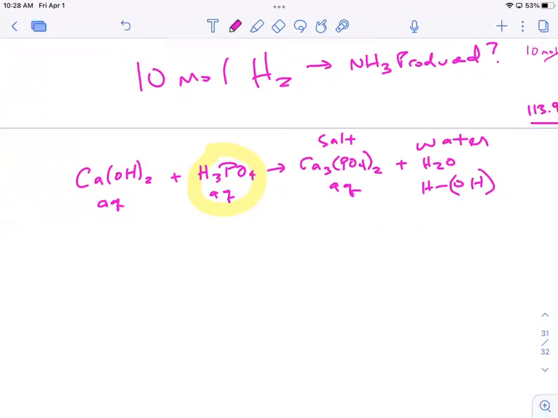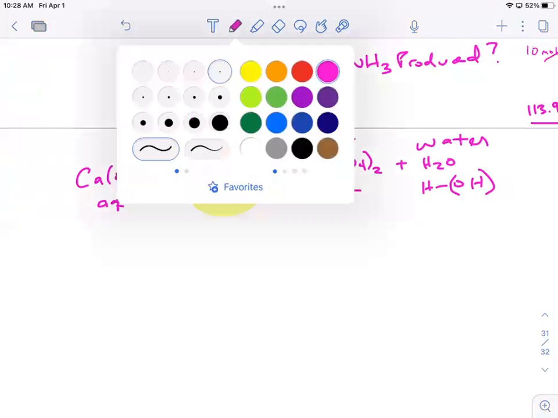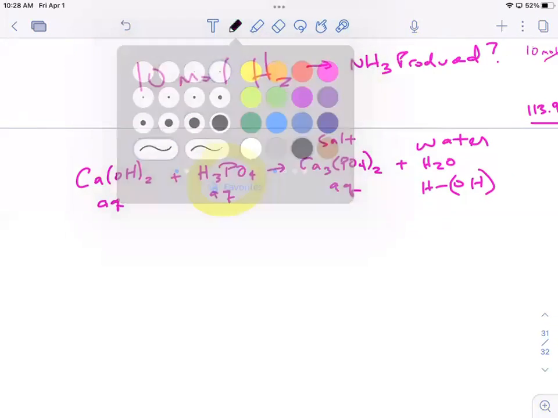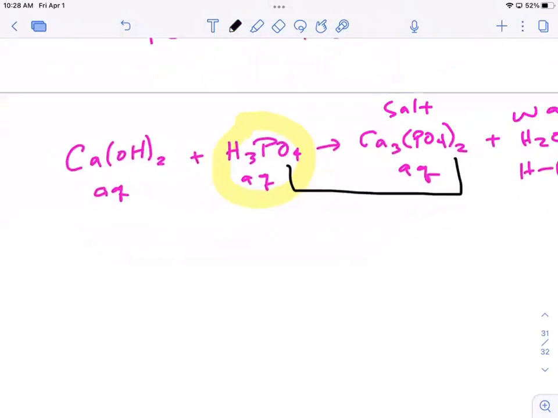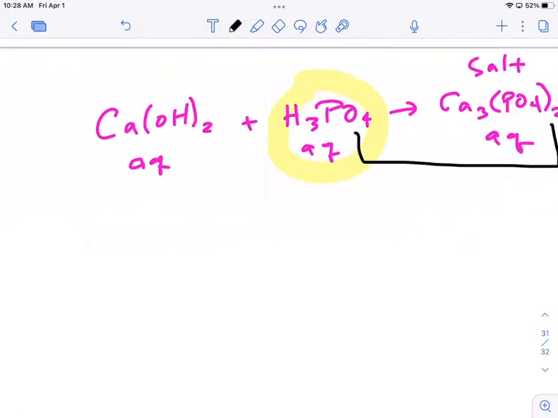Balanced or not? Not. But then do you pull it all the way apart just because the PO4 is the same on both sides and not the hydrogen? Yeah, we're gonna keep that intact. That's a good observation. And then what we're gonna do is balance this keeping the PO4 intact. Everything else we'll pull apart.